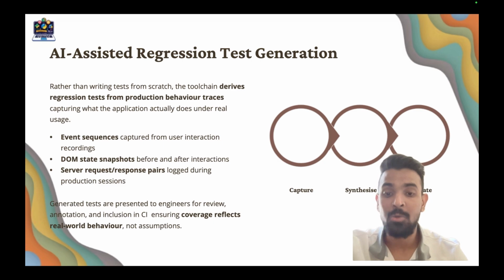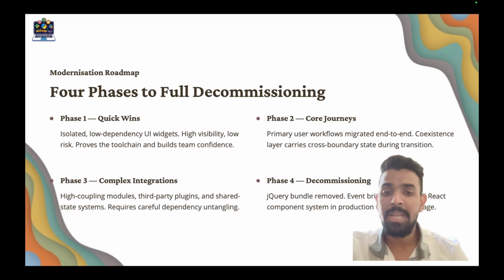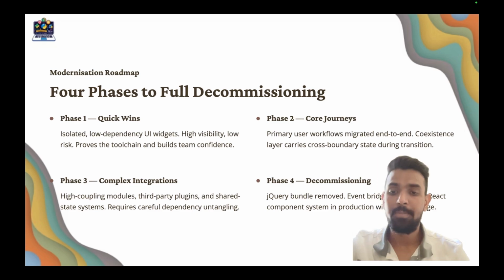Now that we have looked at the analysis, migration, and testing, let's bring everything together into a practical modernization strategy, which is the modernization roadmap. One of the biggest reasons modernization projects fail is that organizations try to transform everything at once. Our approach avoids that risk by breaking modernization into 4 manageable phases.